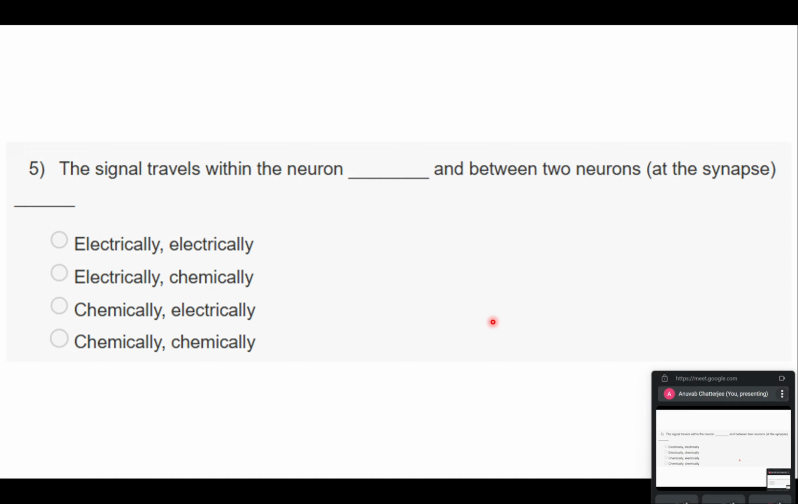So coming back to our question, the signal travels electrically within the neuron and chemically at the synapse between two neurons. Any questions from this? So a lot of information about how signals travel between neurons. Just think about it for a second and let me know if you have any questions about this.